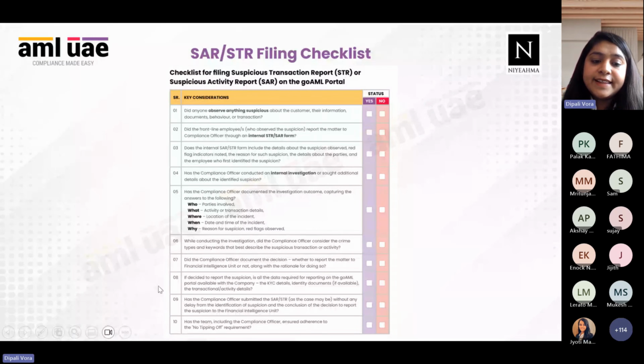So here we are asking whether we have complied with the requirement and filed it without any delay. And in this entire process, have we made sure that we have stuck to the concept of no tipping off? That is something that we click. So if we have all yes, we are complying with all of the requirements. And if there is a no, we have to improve, and this kind of negligence should not be done at all.